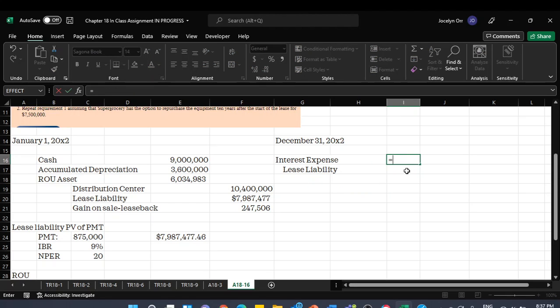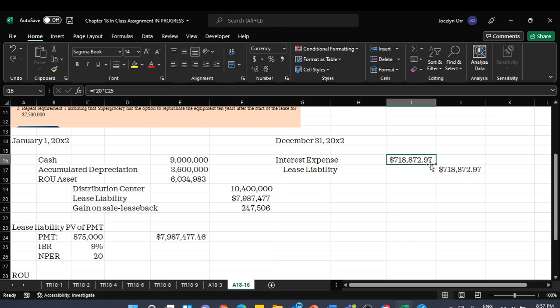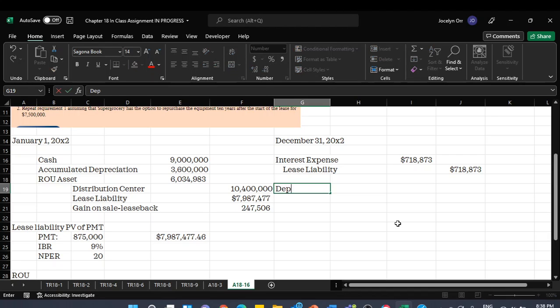Okay, so the interest expense is going to be based off of our lease liability multiplied by the 9% incremental borrowing rate, giving us an amount of $718,873. Okay. Next piece of this is going to be to record the depreciation. So our depreciation expense on the right of use distribution center and our accumulated depreciation.